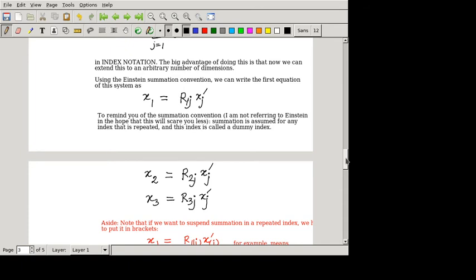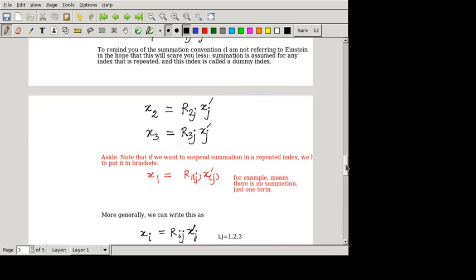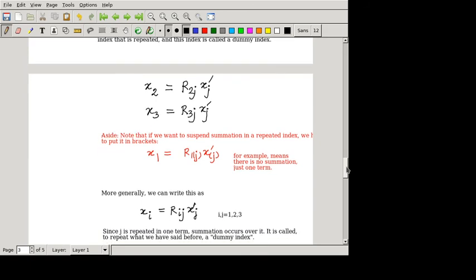To remind you of the summation convention, now I'm not referring to Einstein in the hope that this will scare you less. Summation is assumed for any index that is repeated, and this index is called a dummy index. Now, if we want to suspend summation in a repeated index, we have to put it in brackets. For example, what we have written here, x1 equals r1(j) and x prime (j) in brackets, means that there is no summation. It is just a single term.